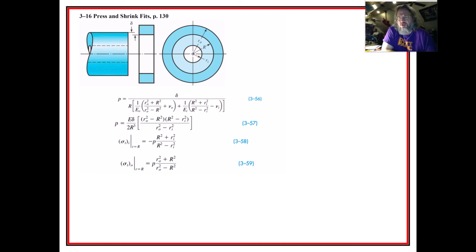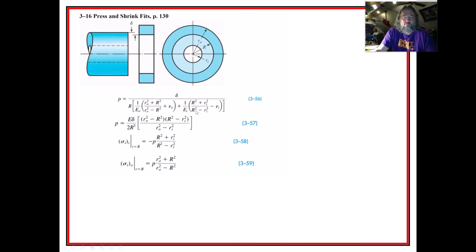There's going to be some stress in between the two parts because they're trying to go back to their original size, but they can't quite. Either the outside's going to be stretched or the inside's going to be compressed, or a little bit of both. So the pressure in between these two surfaces is what's being described here in equation 356.